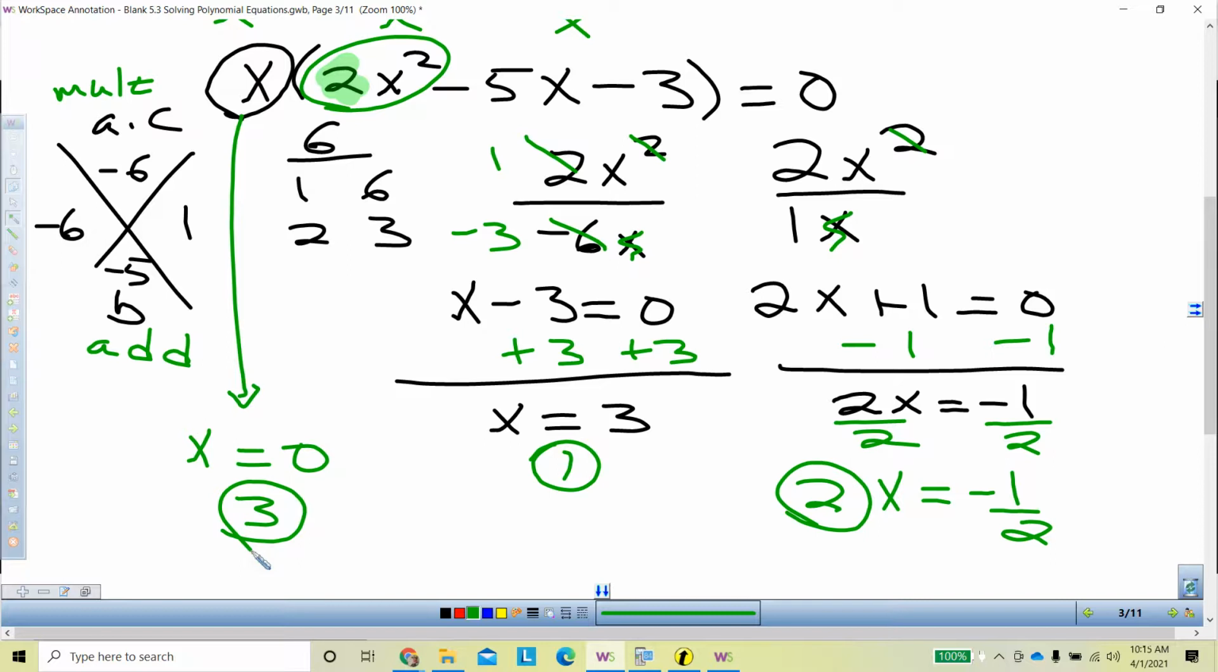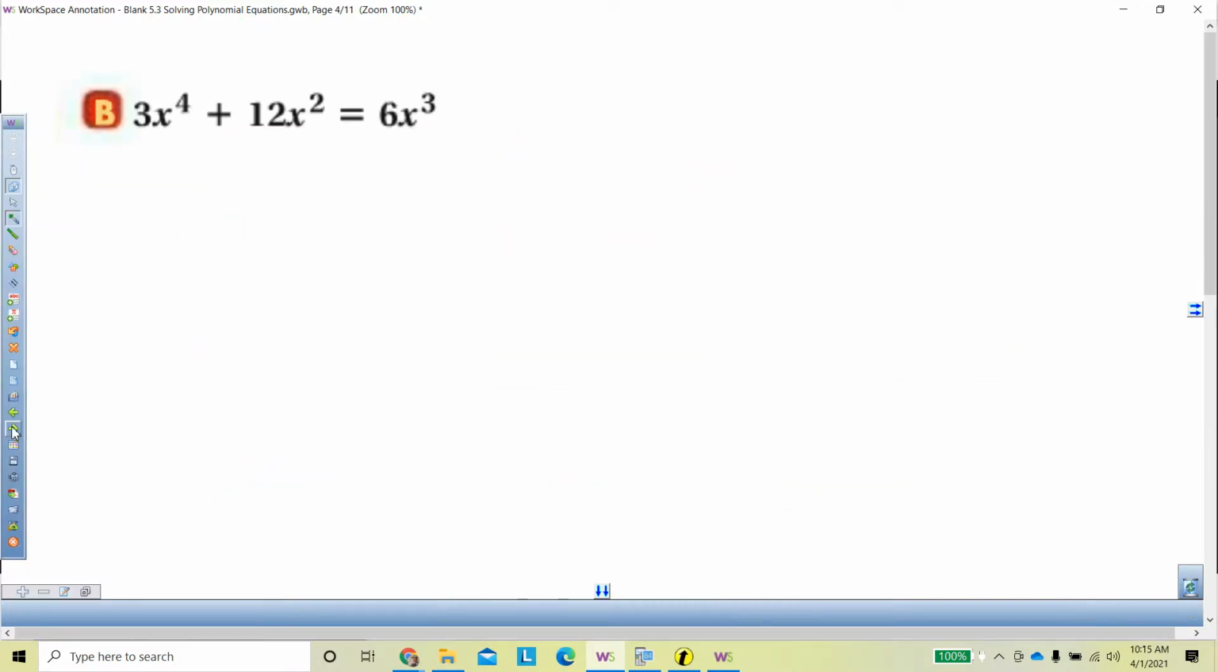So this one, we factored out a GCF, and then you look at the parentheses, you have a number in front of the x squared. That's what tells you you got to do the Indian method, this piece right here. Okay? Write this one down.